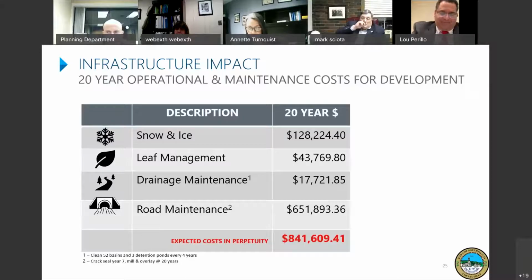Now, this presents a 20-year period, but it is important to note that these costs would continue forevermore and would continue to increase with each passing year. Rob? All right, thank you, Annette.